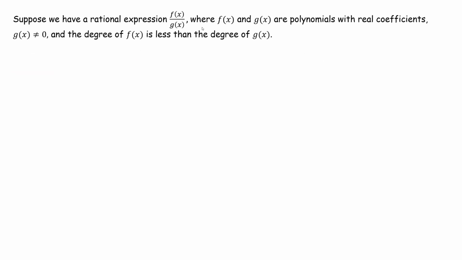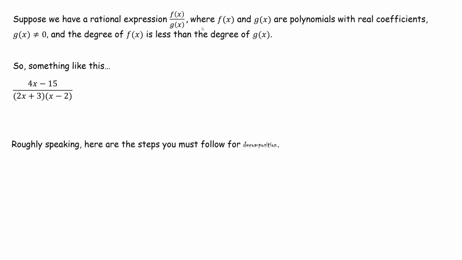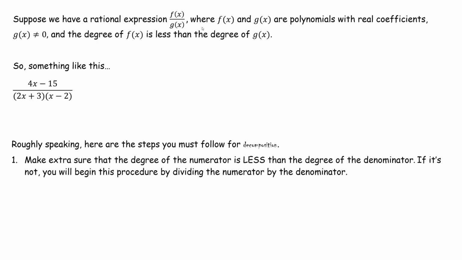So here we go. Suppose you have a rational expression, f of x over g of x, where f of x and g of x are polynomials with real coefficients, and g of x, of course, is not 0, and the degree of f of x is less than the degree of g of x. If you have a rational expression like that, then you will be able to use this procedure, and you want to make sure before you even start. So say you have a fraction like this, the first thing you're going to want to do when you do the decomposition is that you want to make extra sure that the degree of the numerator is less than the degree of the denominator. If it's not, you're going to begin the whole procedure by dividing the numerator by the denominator.